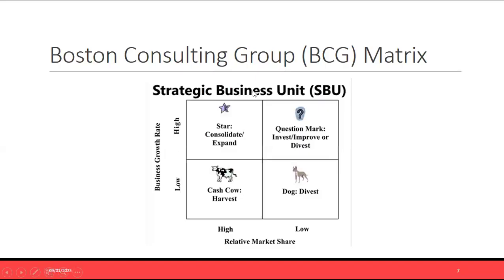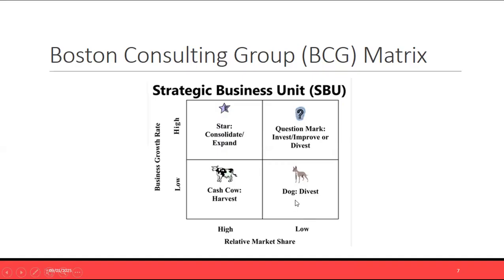Okay, depending on your product, the product name will be here. Okay, and then depending on where it fits within this matrix, you place it there. Okay, so on the vertical axis here, we have the business growth rate, right? The rate at which the business is growing. And then on the horizontal axis, you have the relative market share. All right. So if you have a high market share, but a low growth rate, you call it a cash cow.